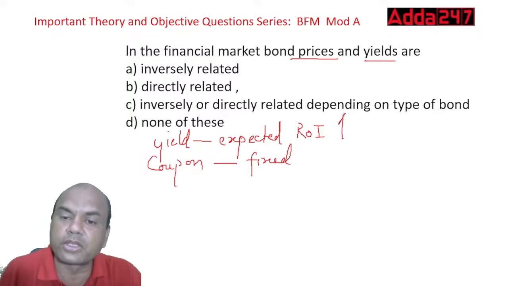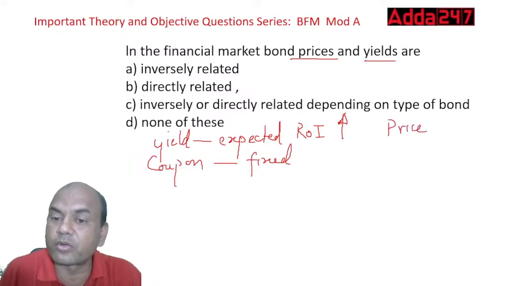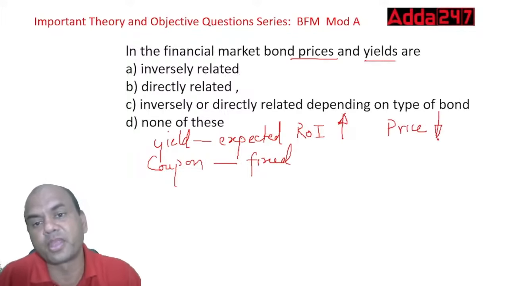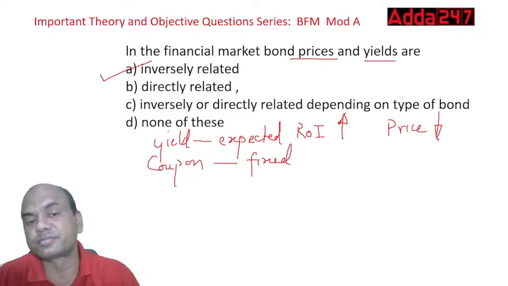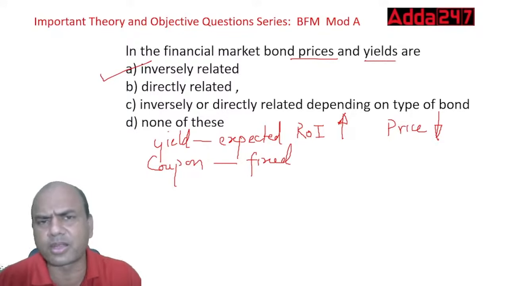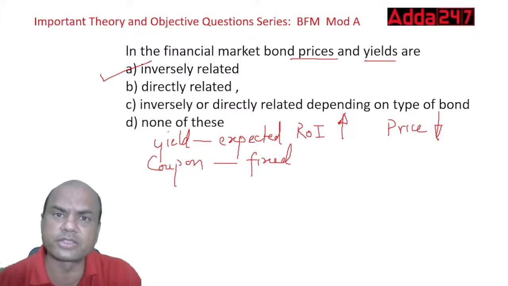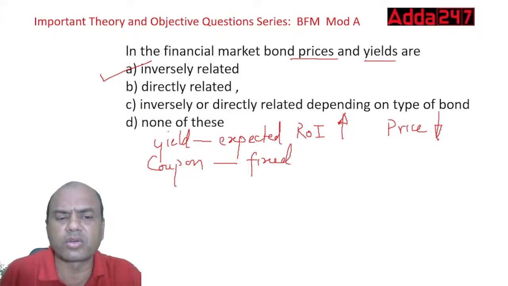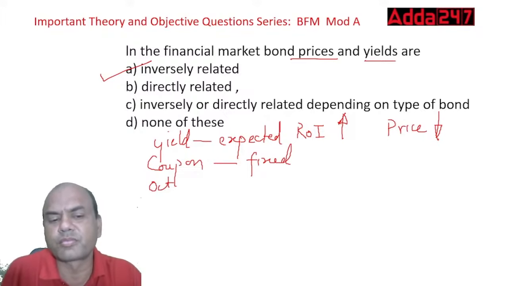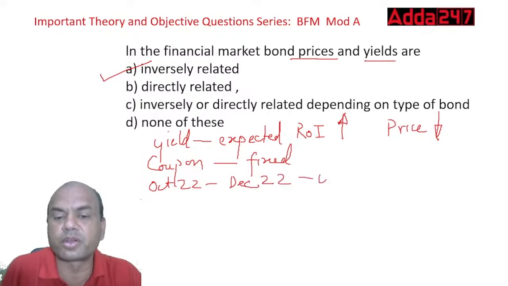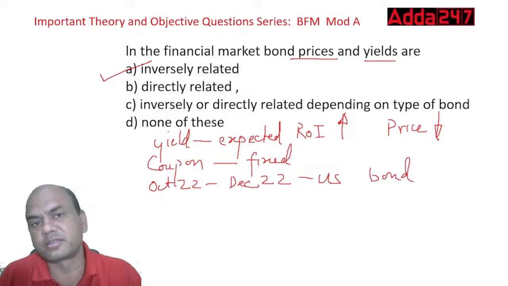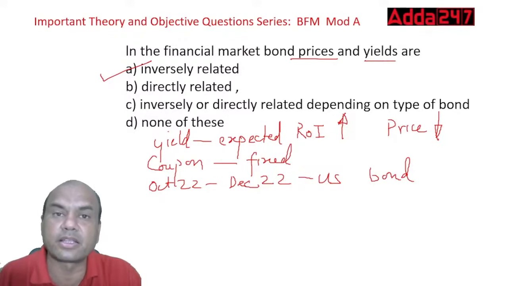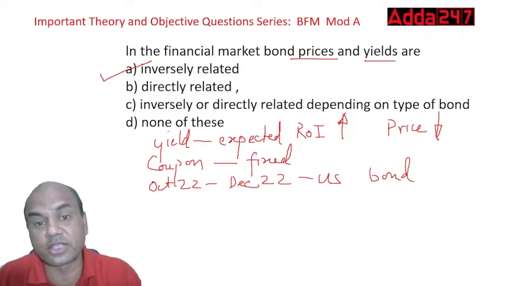If the expected ROI goes up, then the price of your existing bond will go down. Always remember. If the expected ROI goes down, the price of the bond will go up. So it is what? Inversely related, isn't it? In the financial bond market, bond prices and yields are inversely related. Always. You see this. What happened in October 22 to December 22? Just type on Google, check the US bond rates. You'll get this. In the US, the prices of the bonds fell like anything. Why? Because the Federal Reserve increased the rate of interest. So that was the point.